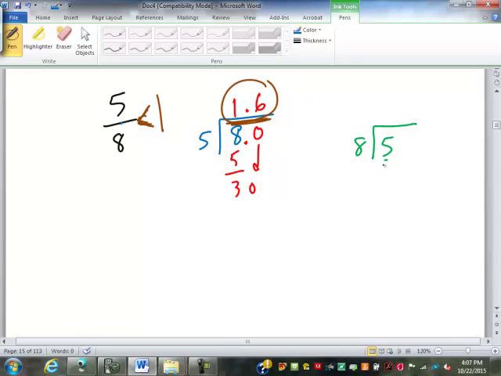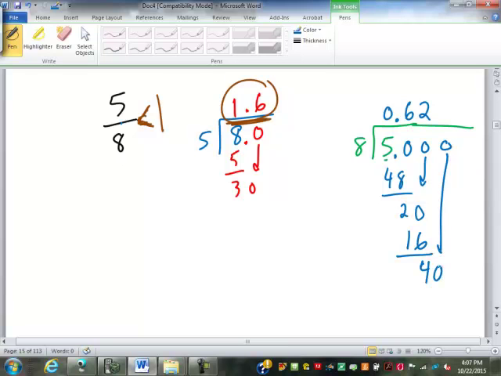So 8 goes into 5? Nothing. So 0 at the decimal point, bring it up, and then add a 0. Okay, 8 into 50. 6 times. 6 times 8 is 48. Get 2. Okay. Add a 0. Bring it down. 8 goes into 20 2 times. 2 times 8 is 16. Subtract to get 4. And then add a 0. Bring it down. Perfect. 8 goes into 40 exactly 5 times. There is nothing left over.